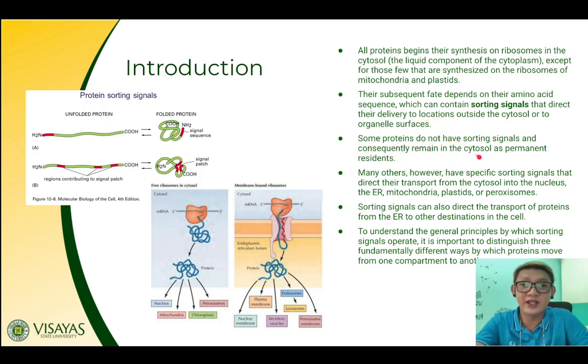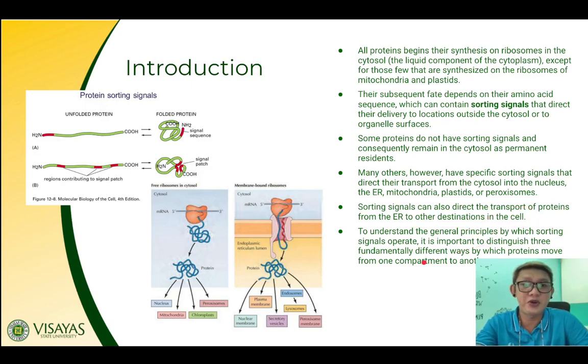Some proteins do not have sorting signals, so they just remain in the cytosol as permanent residents. You cannot transport a protein that has no sorting signal, because the process wouldn't know where to send it without a specific sorting signal for a particular compartment or organelle. Many others, however, have specific sorting signals that direct their transport from the cytosol to the nucleus, the ER, the mitochondria, plastids, or the peroxisomes. Sorting signals can also direct the transfer of proteins from the endoplasmic reticulum to other destinations in the cell.